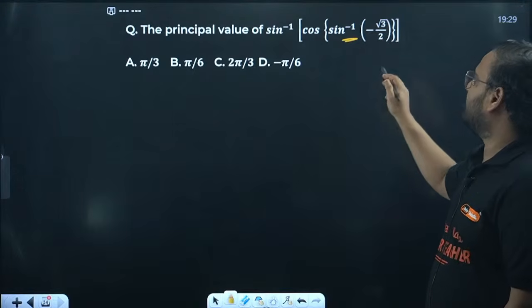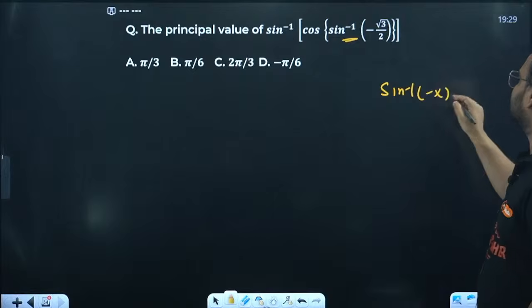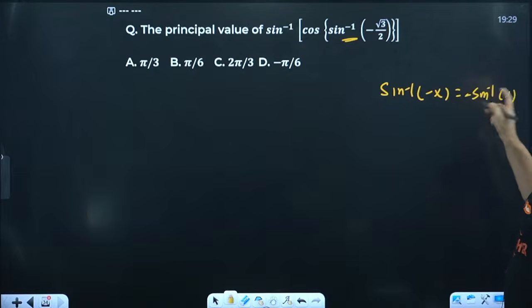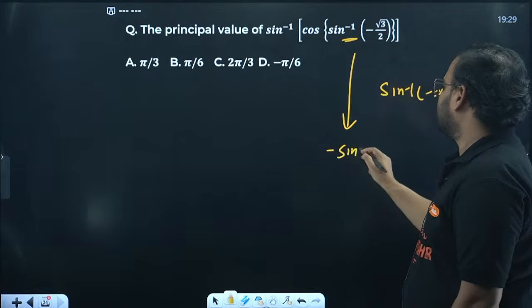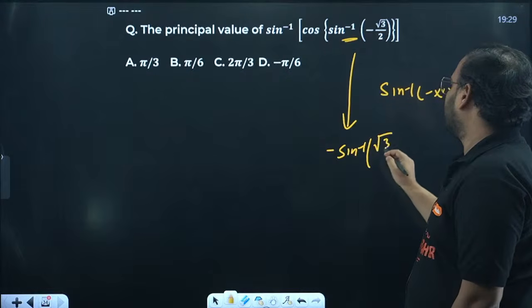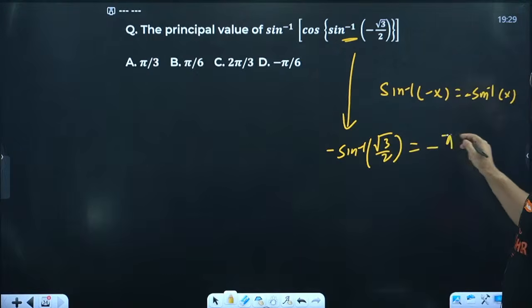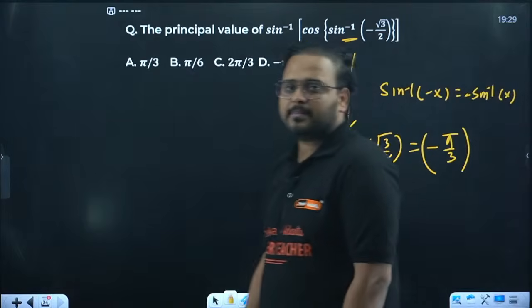Start from here: sine inverse of minus root 3 by 2. This is going to be the formula of sine inverse of minus x, which is nothing but minus sine inverse of x, an odd function. So this goes like this: minus sine inverse of root 3 by 2. This becomes minus pi by 3, right? This is nothing but minus pi by 3.